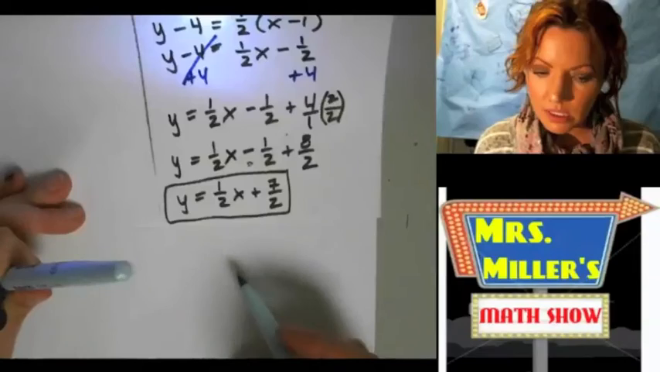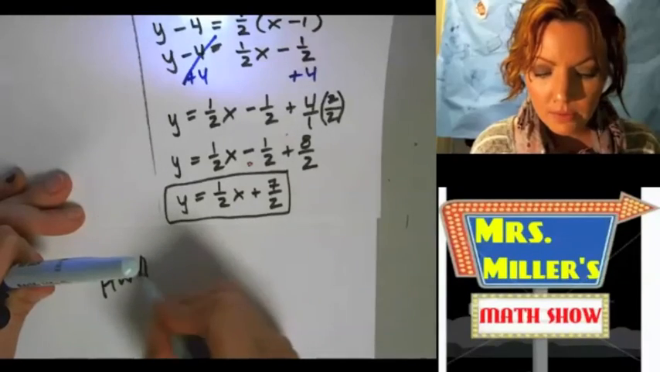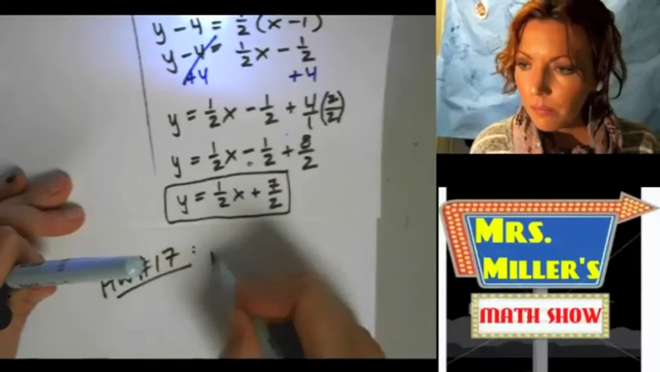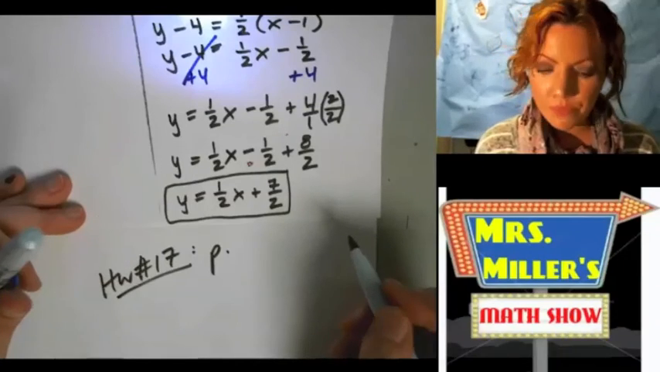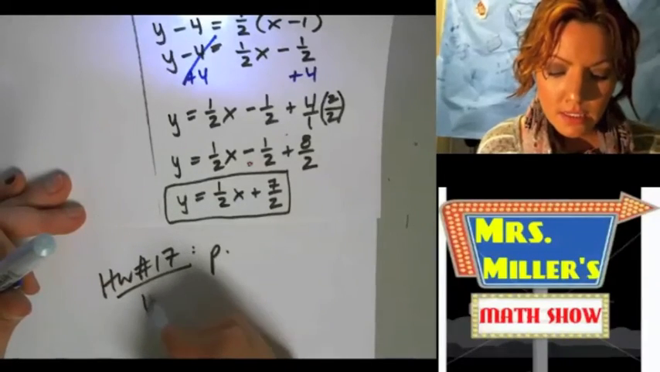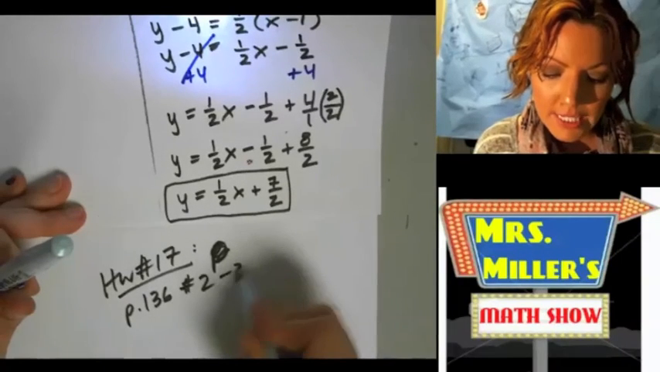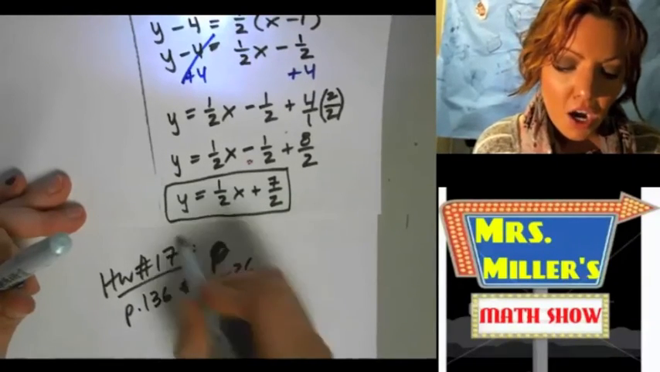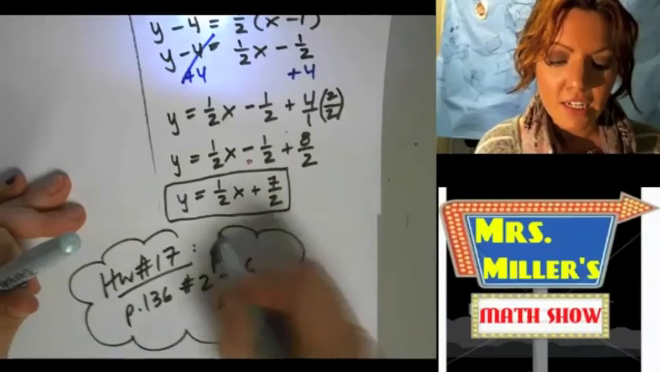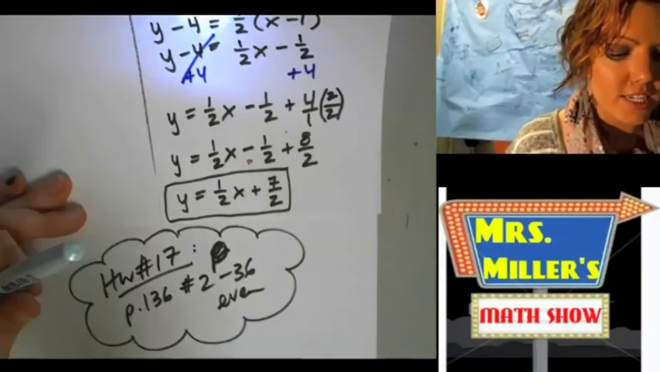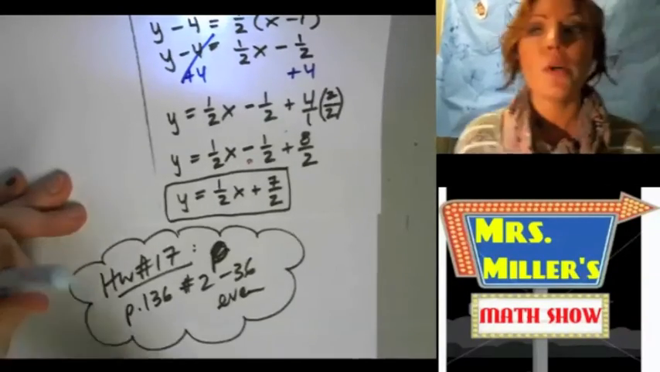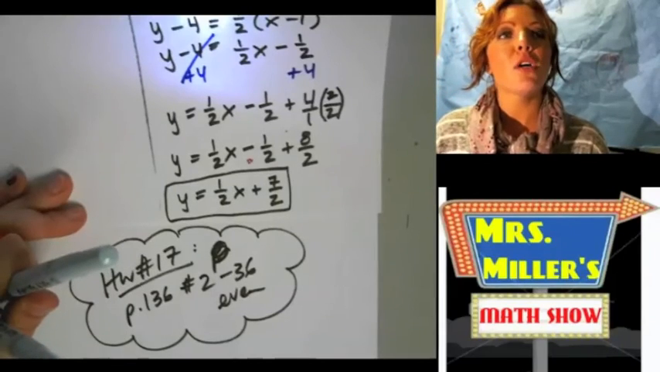Are there questions? Let me go ahead and write your homework up here so you guys all have it. So this is homework 17. Page 136, numbers 2 to 36 even. All right. Okay, so everybody go ahead and get out a book, start working.